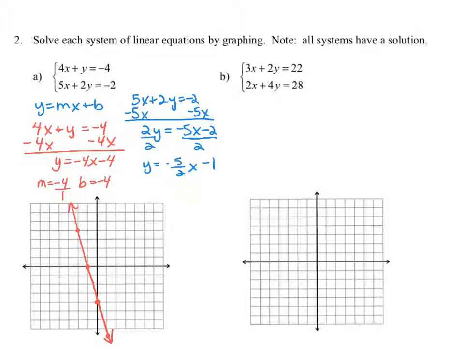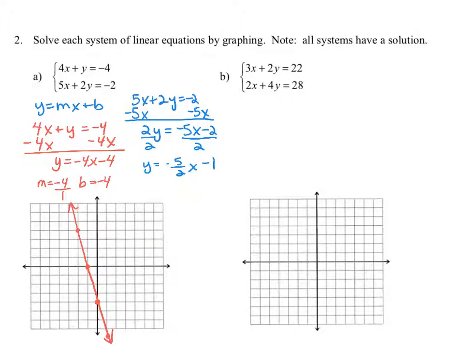Okay, the second equation, 5x plus 2y equals -2. We're going to solve this for y by subtracting 5x from both sides. And then we divide both sides by 2 to get the equation in the form of y equals -5 over 2 x minus 1. So our slope is -5/2 and our b is -1.